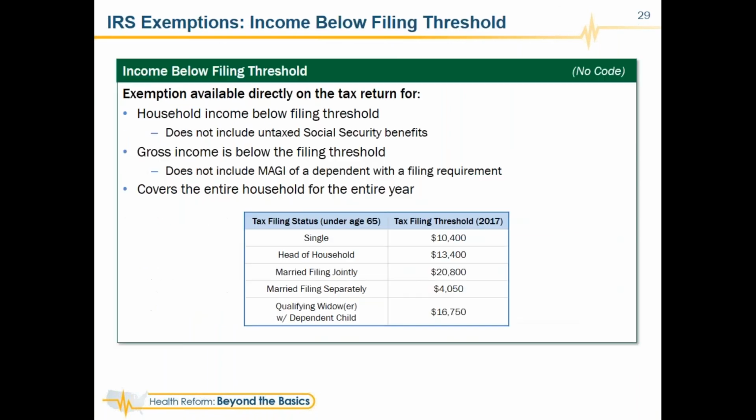And we're going to just go briefly through the IRS exemptions. There's an exemption, this is the most common one, for people who have income below the filing threshold. So this captures a lot of people who fall into the Medicaid coverage gap, but who have very, very low incomes. You can see that for a single person, the filing threshold is $10,400. So anyone with income below that amount for the year is going to be automatically exempt, whether or not they file a tax return. And for a married couple filing jointly, they'll be exempt if their income is below $20,800.